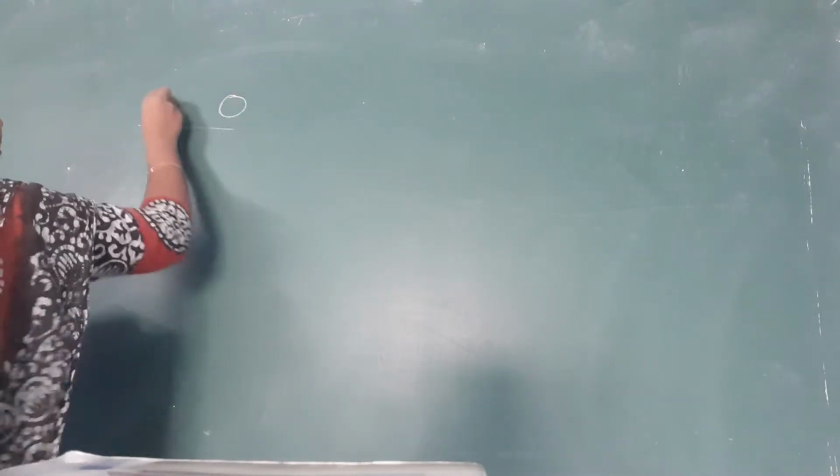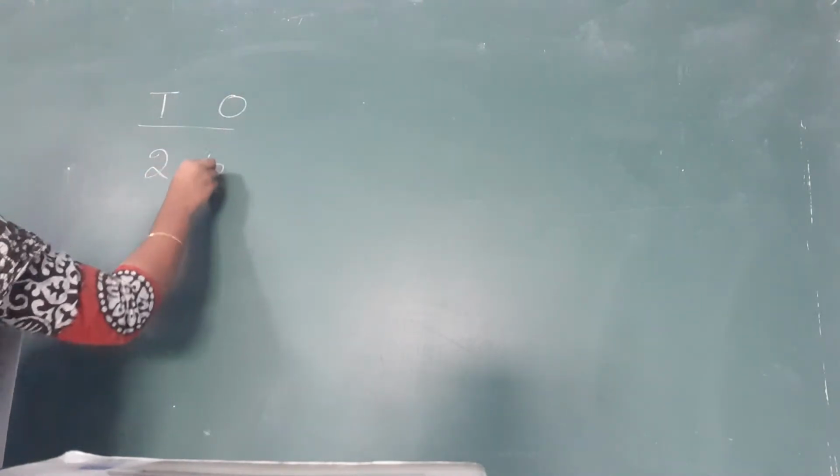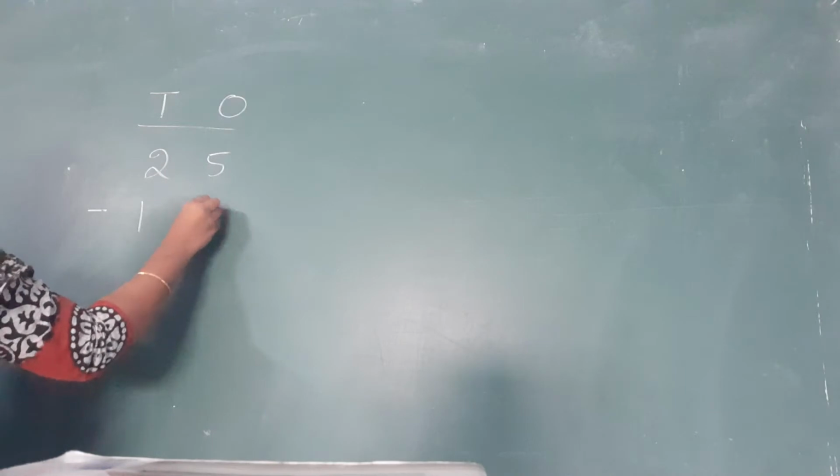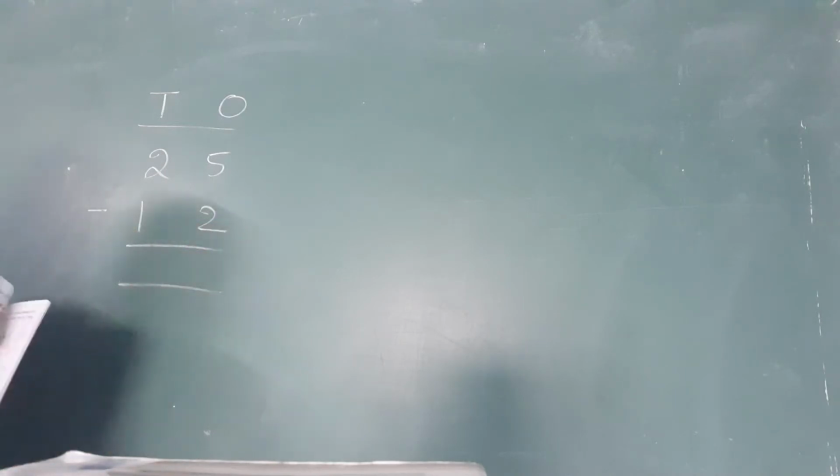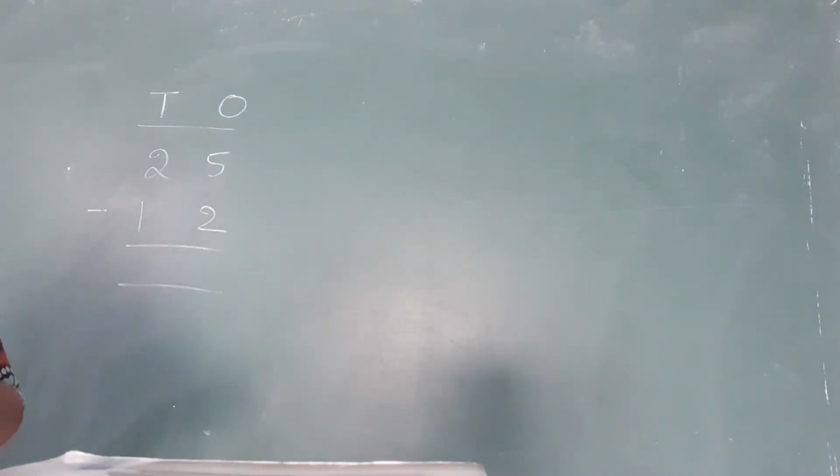Okay, children. So first, everyone note down these problems in your homework book. Write first today's date, SA2 revision. And now I will give a subtraction problem. First, everyone note down 25 minus 12.